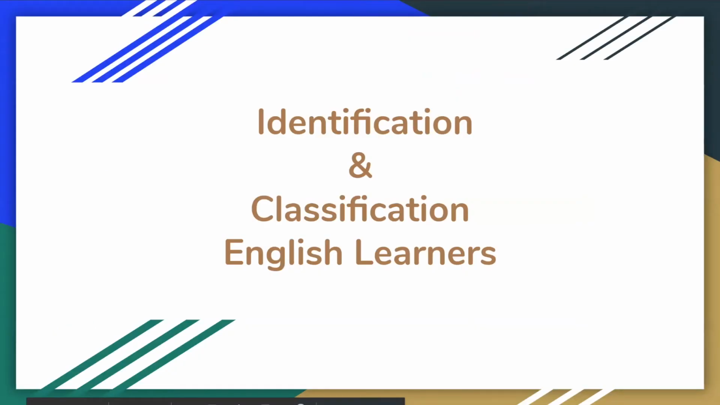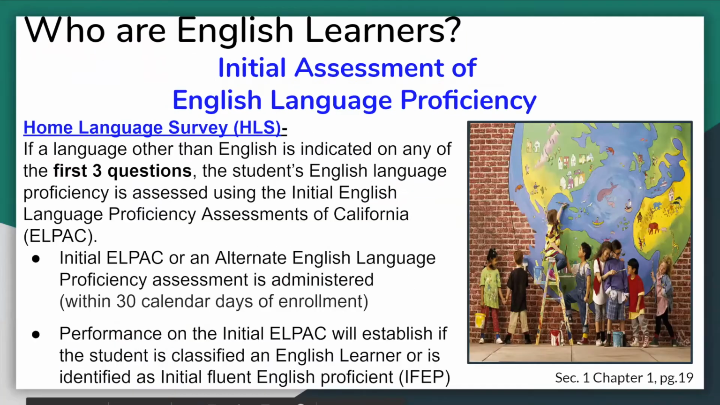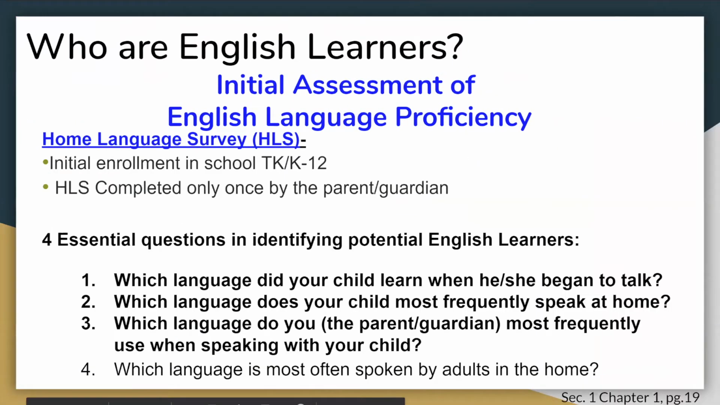So identification and classification of English learners is a central focus of this particular chapter. Who are English learners? Initially, an identification of English learners is where we begin this journey, to ensure that students who are English learners are appropriately identified through the process, that we engage with families in these very important interview questions upon initial enrollment in any U.S. school.